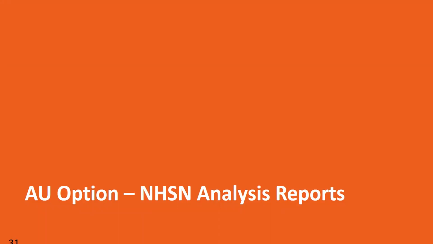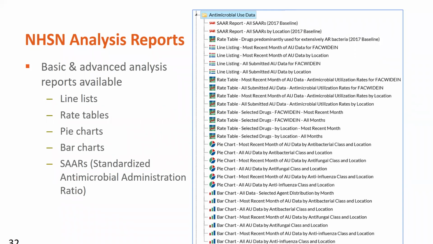Alrighty, so now I want to cover some of the NHSN analysis reports. These reports are available to you immediately after uploading your data into NHSN. So there's no need to wait. You don't have to wait till the end of the month or any sort of time interval. You can generate these reports immediately after uploading your data. We have a lot of reports available for folks. We have some basic reports and some advanced reports available. We have different line lists, rate tables, pie charts, bar charts, and our standardized antimicrobial administration ratios, or our SARs.